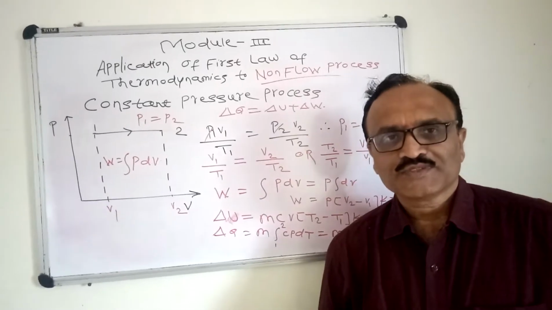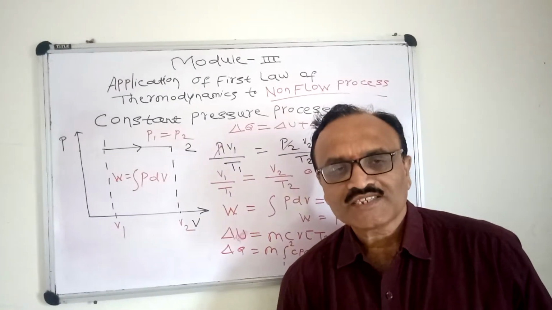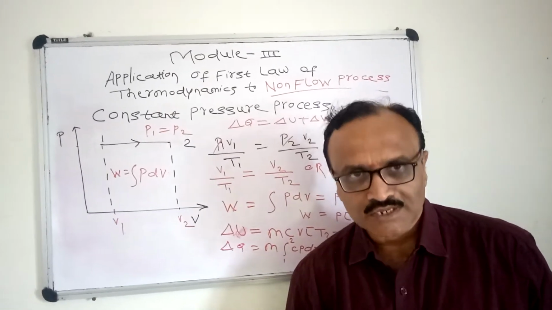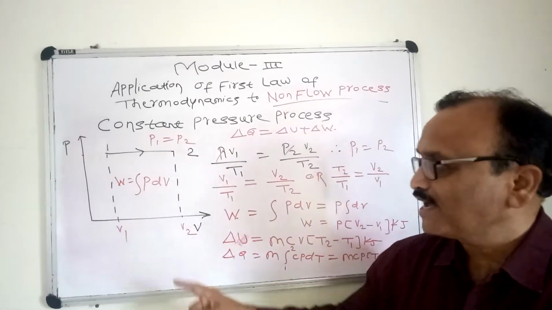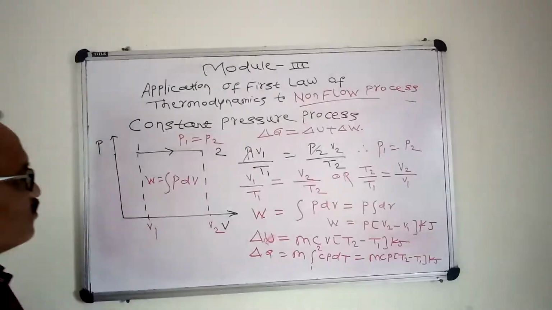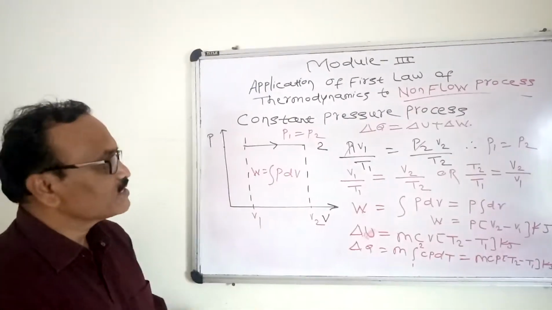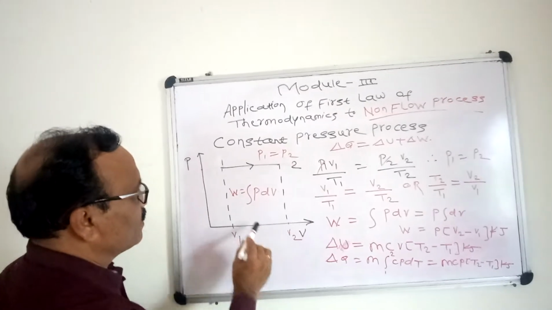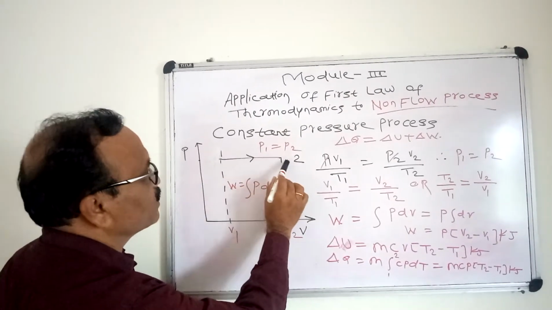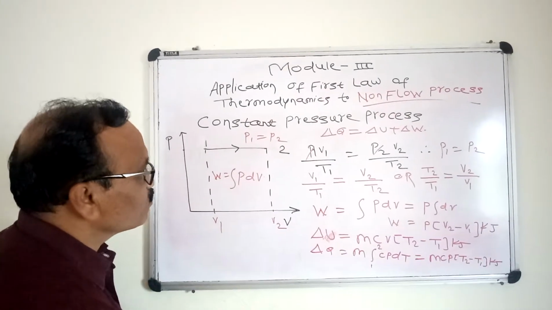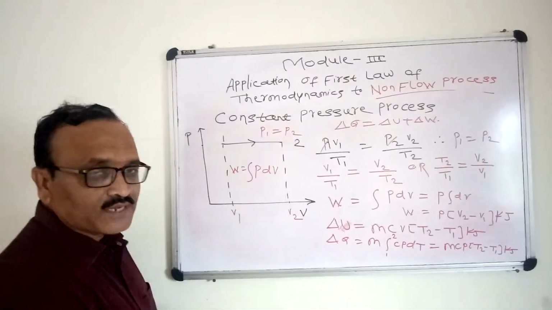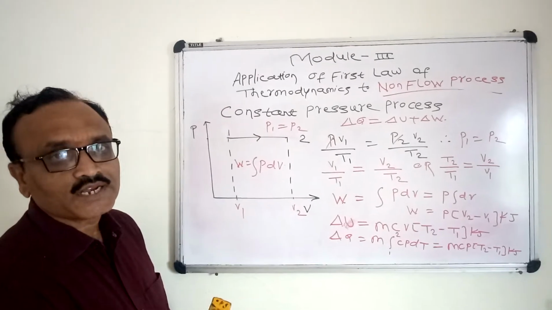Hello friends, now let us apply the first law of thermodynamics to the constant pressure process. This is the PV diagram for a constant pressure process, state 1 to state 2. This is the PV plane, and state 1 to state 2 represents a constant pressure process. As we know, the area below the curve represents work done for a particular system.